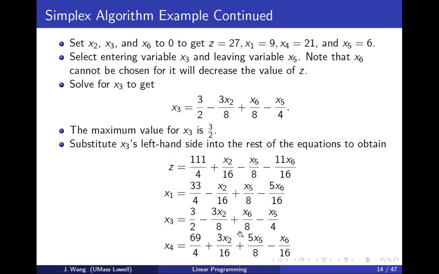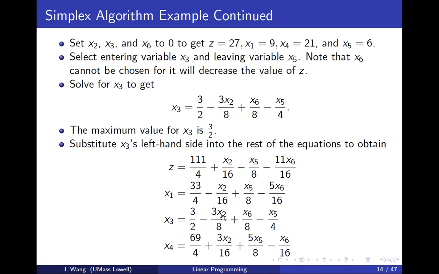So then, as you can see here, you still have one positive coefficient. You let x5, x6, and x2 be 0, you get z, which is 111 over 4, which is greater than 27 earlier. And so since you still have this x2, we are going to pick x2 as an entering variable. So you can either do it from here or from here.